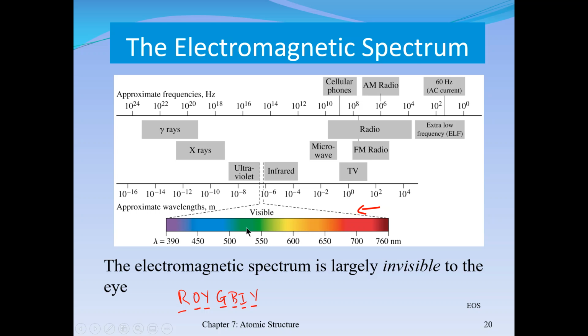And as you can see, this region here occupies a very small portion of the rest of the electromagnetic spectrum. So what that tells us is that pretty much most of the radiation that exists in the electromagnetic spectrum is largely invisible to our eyes. Our eyes are only sensitive to this region right here.